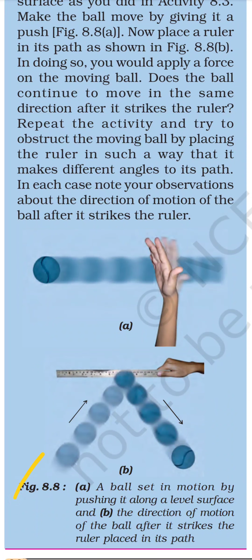Figure 8.8a. A ball set in motion by pushing it along a level surface, and b. The direction of motion of the ball after it strikes the ruler placed in its path. Got it?